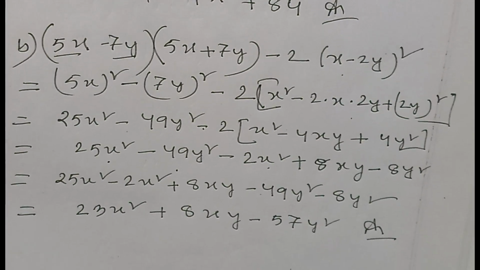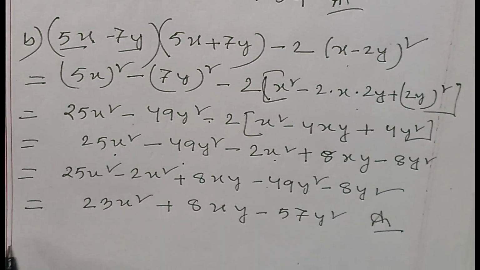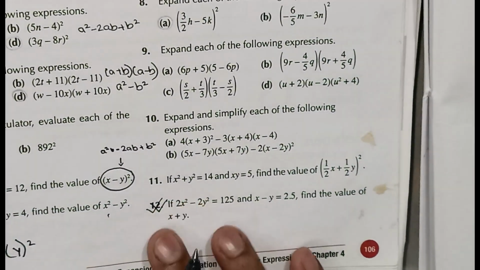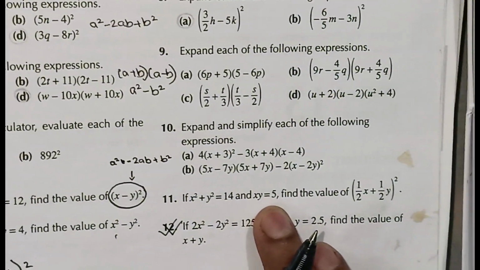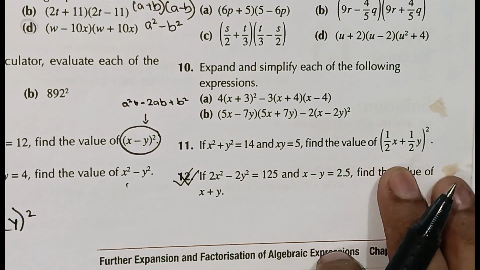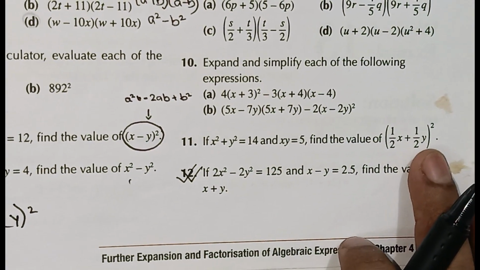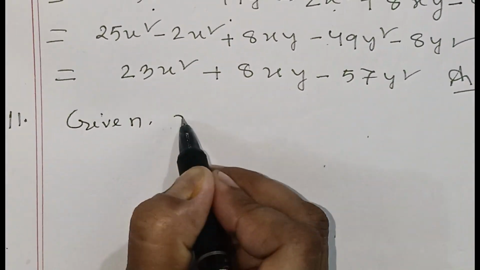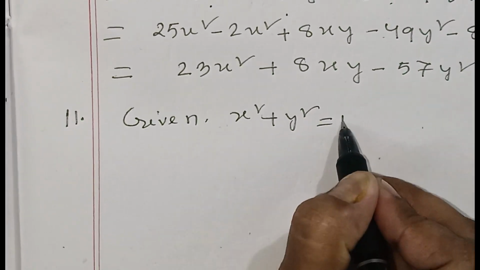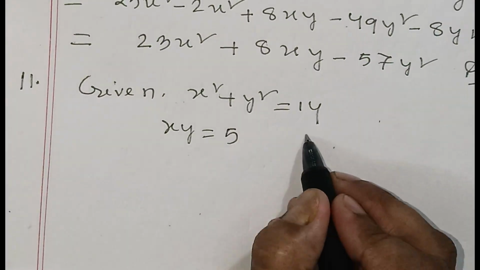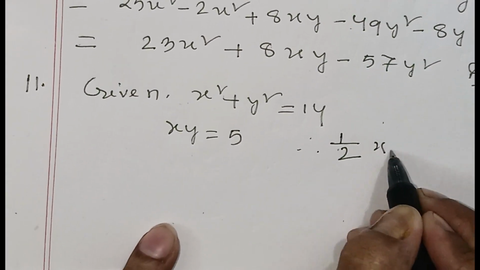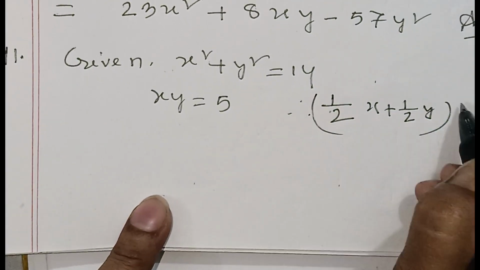Okay, so now 11. Everyone read the question. If x square plus y square is given value 14 and xy is given value 5, find the value of (half x plus half y) whole square. Okay, so given x square plus y square is 14 and xy is 5. So (half x plus half y) whole square.